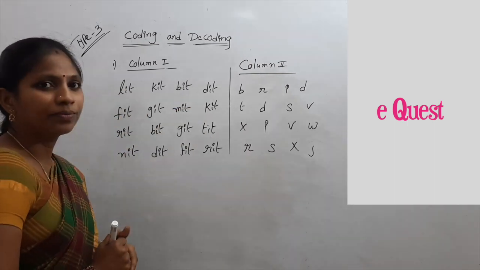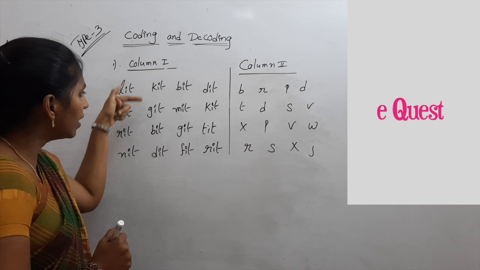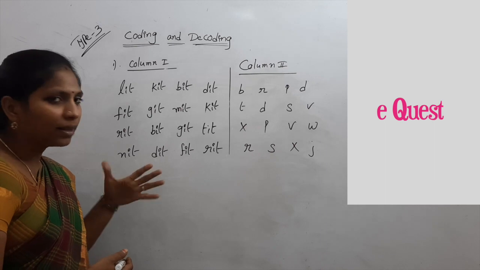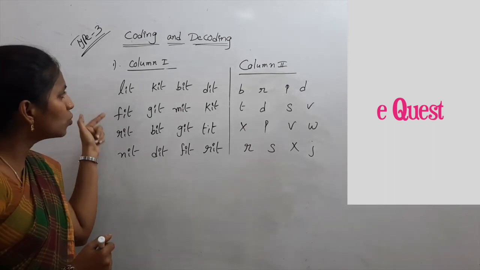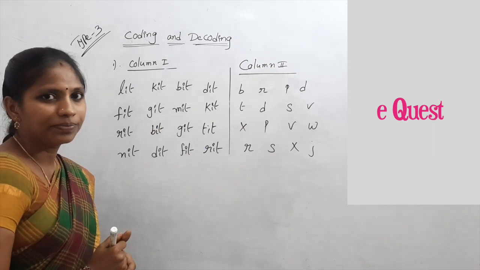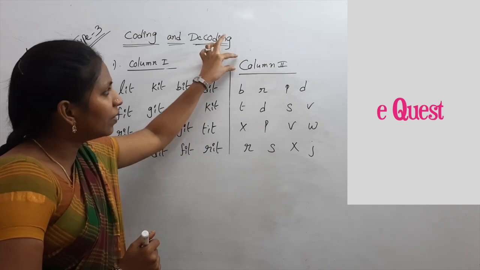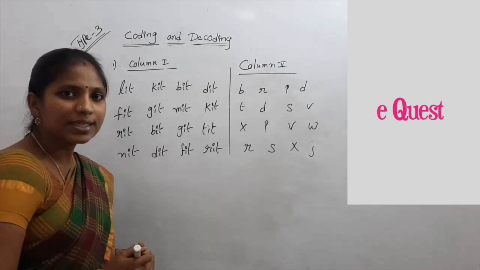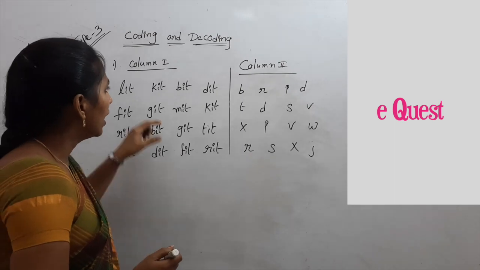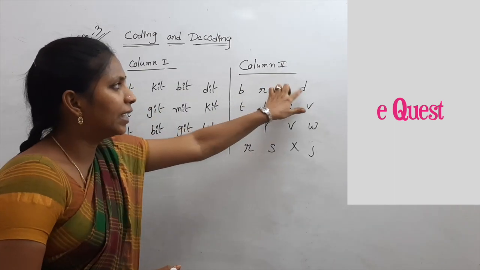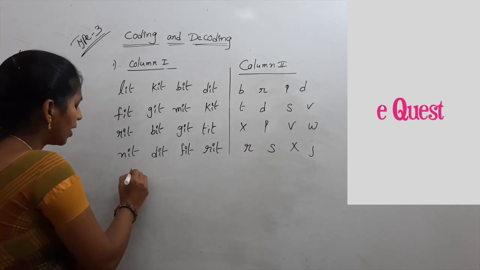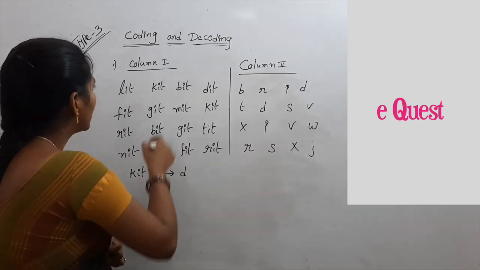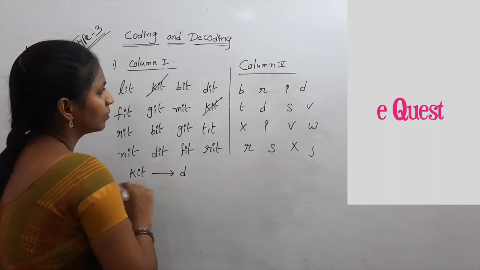Kit is common in these two lines. In the third line there is no kit. In the fourth line there is no kit. So in these two lines the common word is kit. Observe in column 2, which is common in these two lines? D is common. So kit's corresponding code is D. Just write here kit, D. Simply strike out.